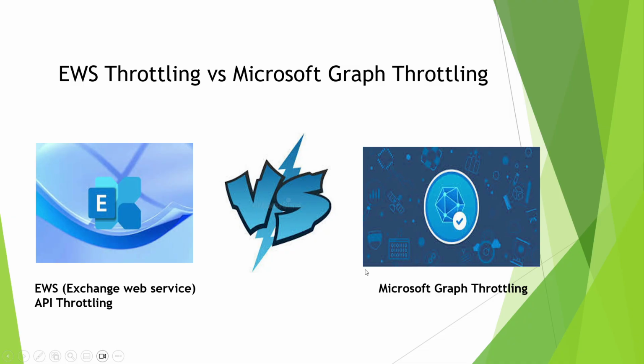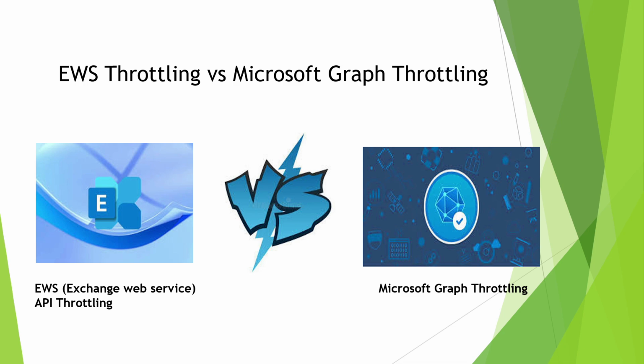Today we will discuss EWS throttling versus Microsoft Graph throttling. Both are Microsoft tools used during tenant migration or data access. EWS is mainly used for email data, while Graph API handles modern services like OneDrive, Teams, SharePoint, and many more. Let's discuss this in brief.